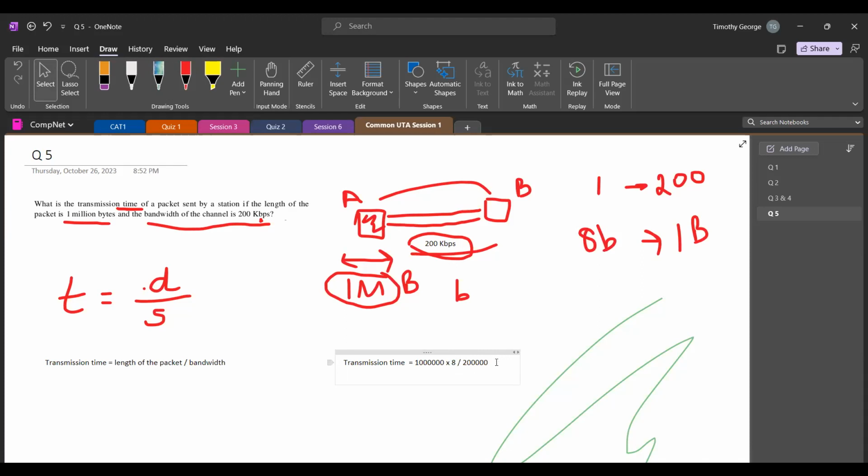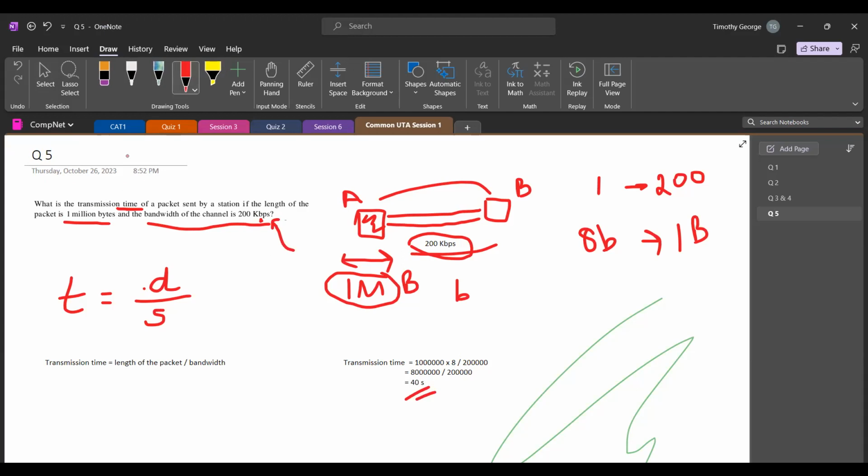So the final thing would be 8 million divided by 200k. And now what is left is that you need to just solve this. So 5 zeros, you're getting 4, no, 1 more 0. So 40. 40 seconds. The unit of time which you're using is seconds. That's it. That's your answer.